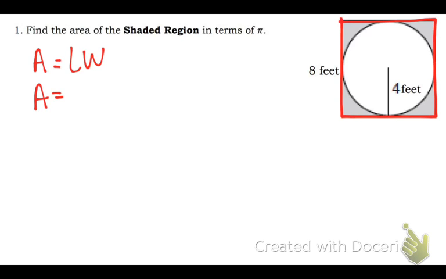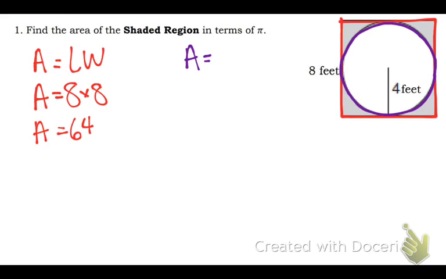What will the length and the width be of this square? 8 and 8. So 8 times 8 is 64. So if all of this was filled in, there would be 64 square feet. But it is not all filled in. That was terrible grammar. It is what it is. We're going to find how much was cut out with this circle.